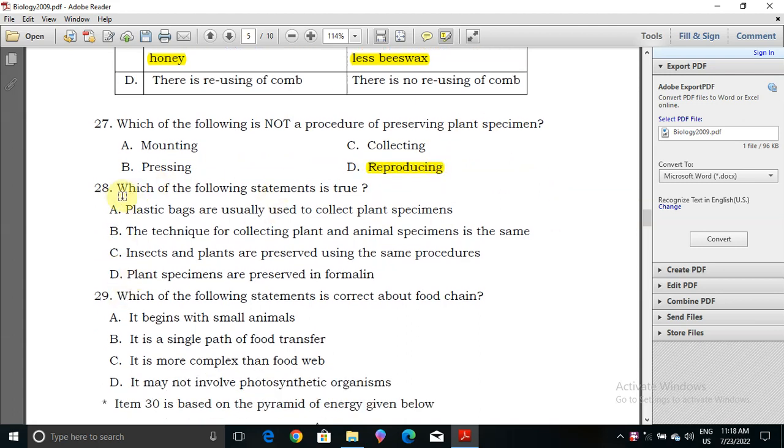Okay, now question number 28. Which one of the following statements is true? So that means all of them are false except one, which is correct. Here what we have: plastic bags are usually used to collect plant specimens. Yes, and the first one is the correct one for question number 28.